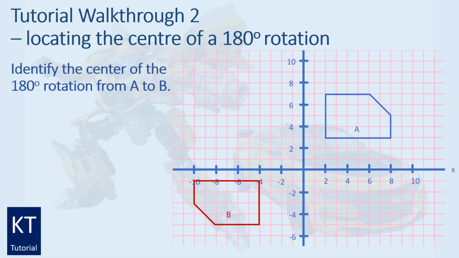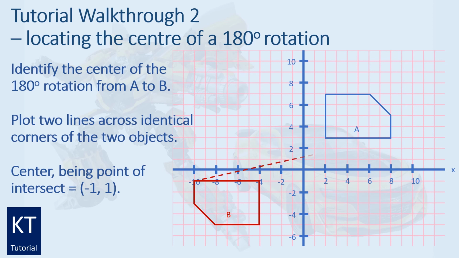Tutorial Walkthrough 2. Identify the center of the 180-degree rotation from A to B. Begin by plotting two lines across identical corners of the two objects in the diagram. The center is the point of the intersect of the two lines at the coordinates -1, 1.